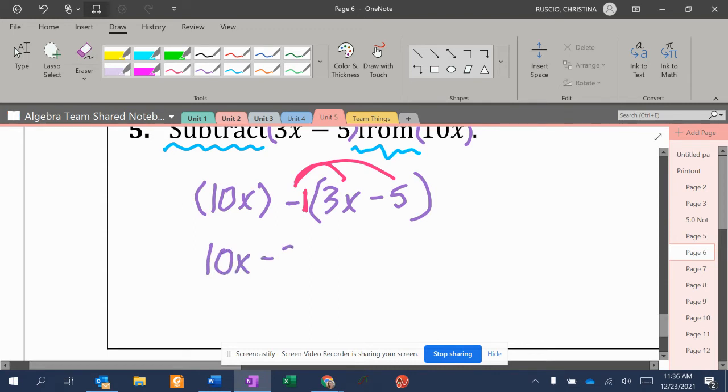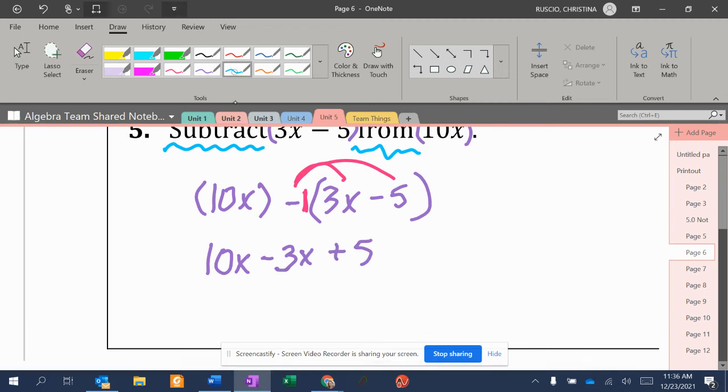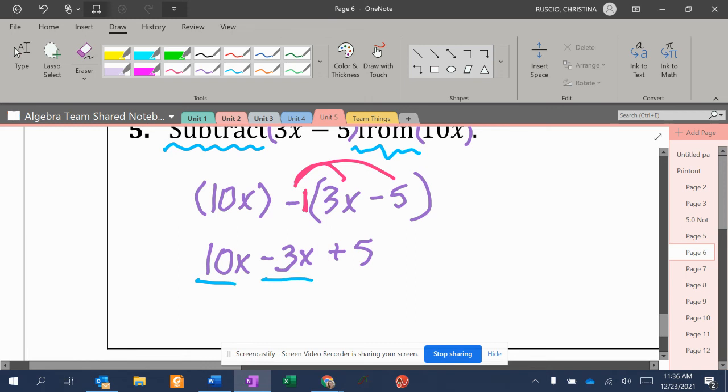So 10x minus 3x plus 5, because we're distributing that negative. And then you guessed it, we're going to combine those like terms again. 10x minus 3x, 7x plus 5 is my final answer.